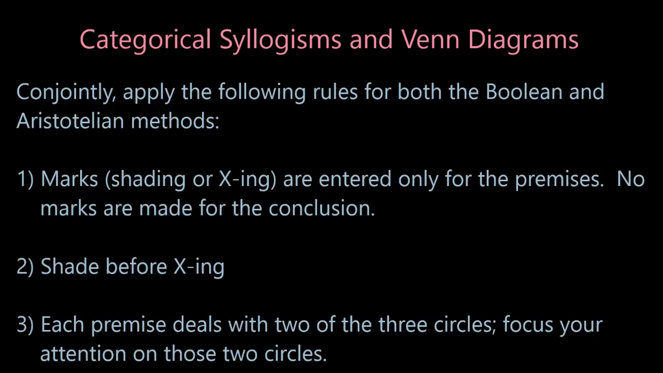3, each premise deals with 2 of the 3 circles. So when we have the Venn diagram for categorical syllogisms, we have a circle corresponding to our minor term, our major term, and our middle term. Our convention will always be to have the lower left circle be our minor term, the lower right circle be our major term, and the circle in the middle be the middle term.